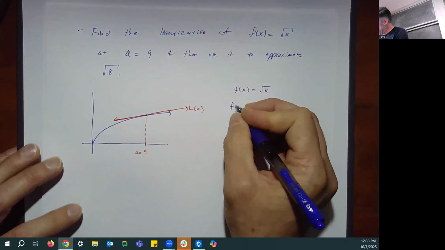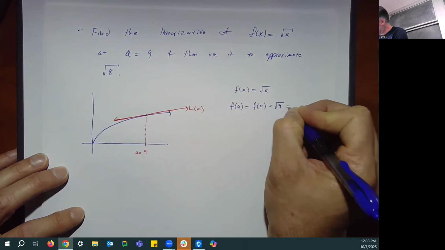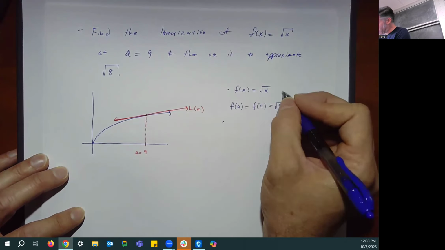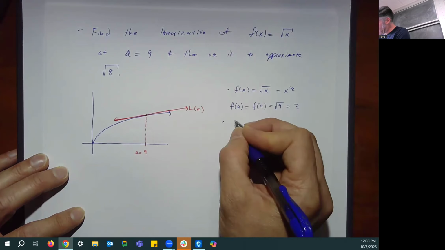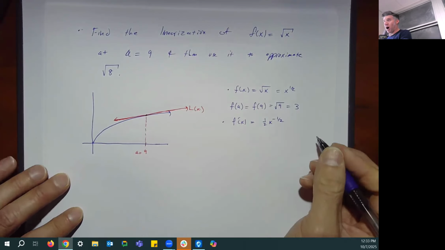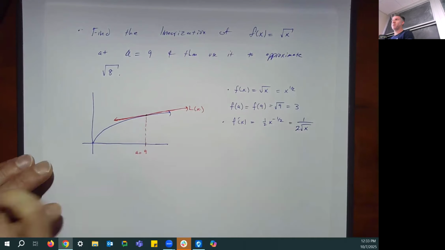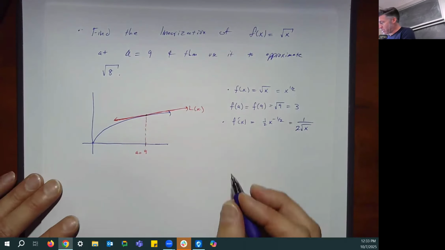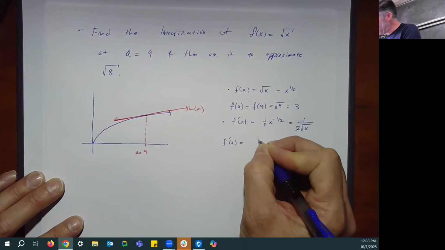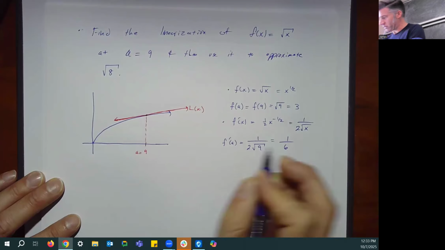Our function evaluated at the nice value a is f of 9, which is the square root of 9, which is 3. We need the derivative to get the slope. The derivative of the square root of x, or x to the 1/2, is 1/2 x to the negative 1/2. Or as you will often see people write it, 1/2 root x. Same thing, just a different way of writing it. And if I plug in 9, my f prime of a is 1/2 times the square root of 9, which is 1/2 times 3, which is 1/6.